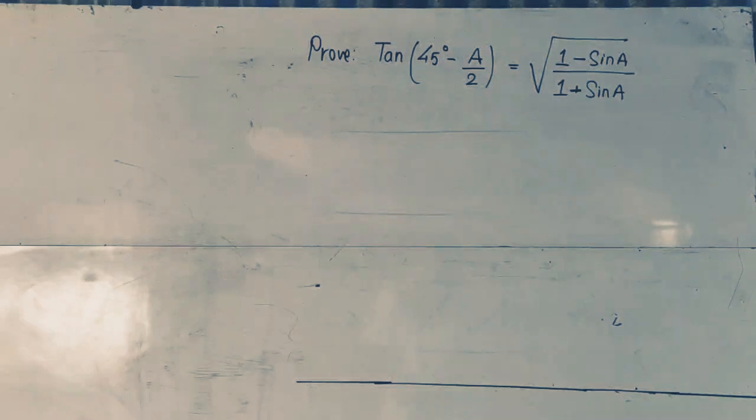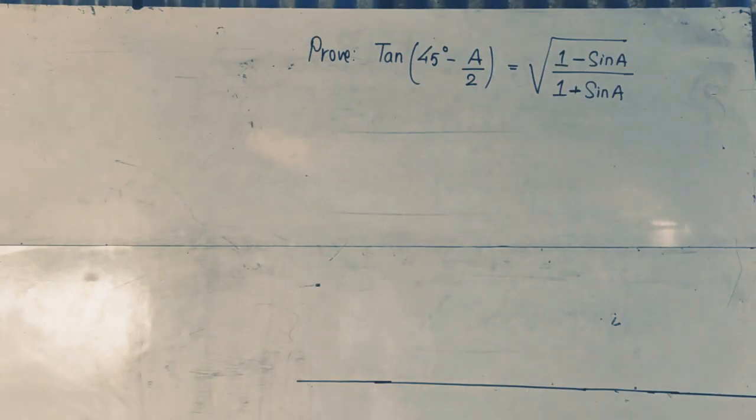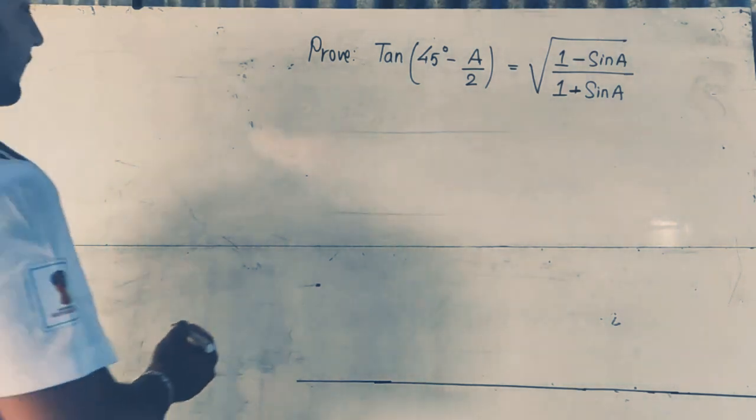Okay, now as the first question of today's class, we'll be starting with the given problem that has been shown on the board. We have been told to prove that tan(45° − A/2) equals the square root of (1 − sin A) over (1 + sin A). Let's see how to solve the problem. We're starting from the LHS.